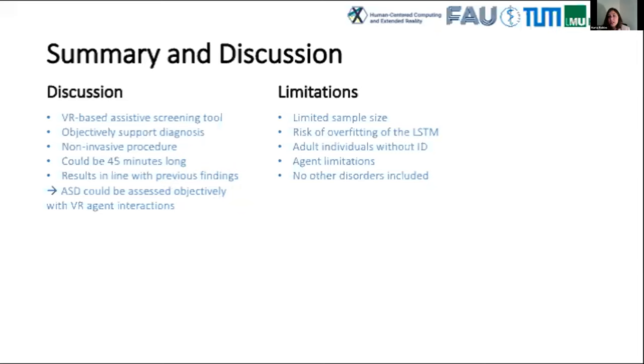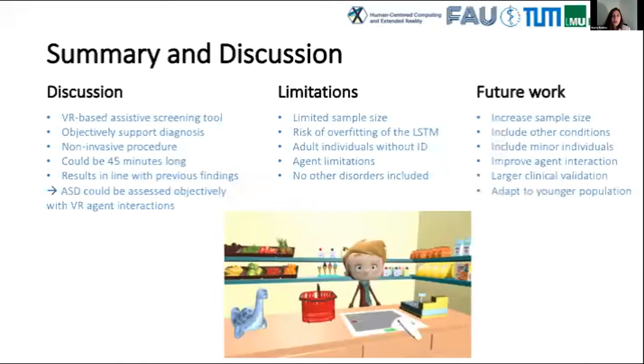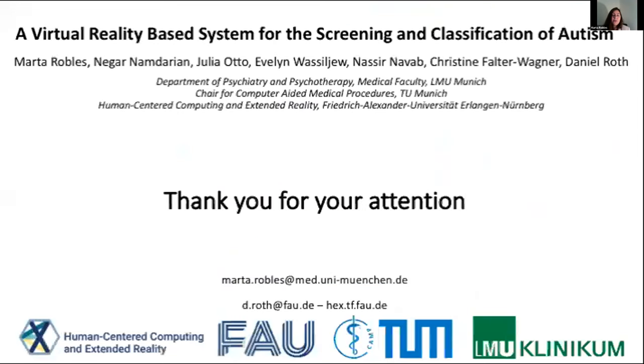We also recognize that our agent is not yet capable of initiating and maintaining bidirectional social communication, so the interaction of our agent is a little bit limited. In future work, we aim to increase the sample size to include other conditions, not only autism. We also aim to adapt our virtual environment to different populations, as you can see here in the picture, which is the prototype for kids. We would like to make our agent interact more smoothly, maybe using the Wizard of Oz paradigm or even making it more intelligent. Finally, future research should also aim to clinically validate the presented results. So thank you very much for your attention.